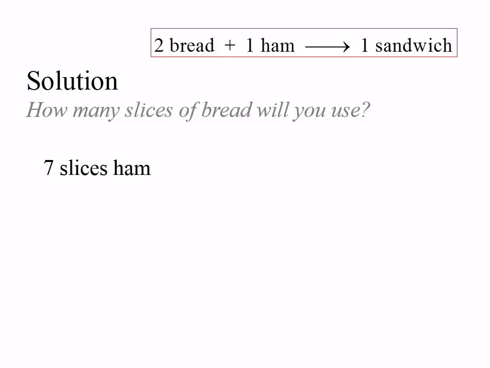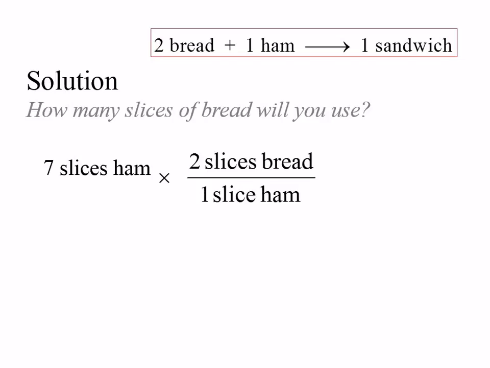Well, we have to do another stoichiometric calculation, faux stoichiometric calculation in this case, starting with the thing that was in limited supply that we have. That's 7 slices of ham that we have over 1. And from the relationship in the kind of faux equation, we need 2 slices of bread for every 1 slice of ham. So units of slices of ham cancel. We're left with units of slices of bread, which of course is 14. 14 slices of bread.